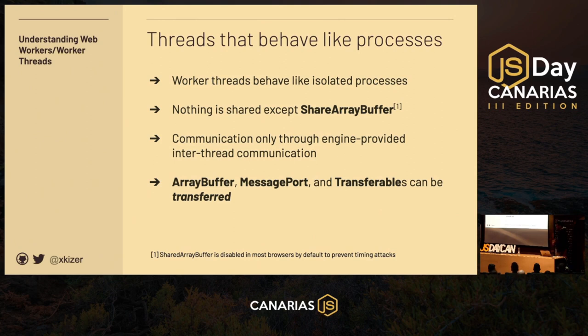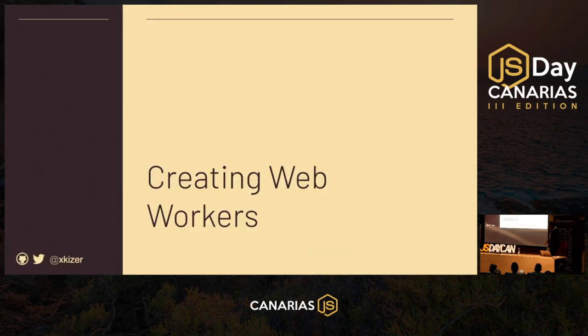Some data types can be transferred from one thread to another. These include ArrayBuffer, MessagePort, and some objects that implement this interface called Transferable. When you transfer an object from one thread to another thread, it basically disappears from the current thread. You will not be able to access it anymore. We'll come to that. We'll have some live session.